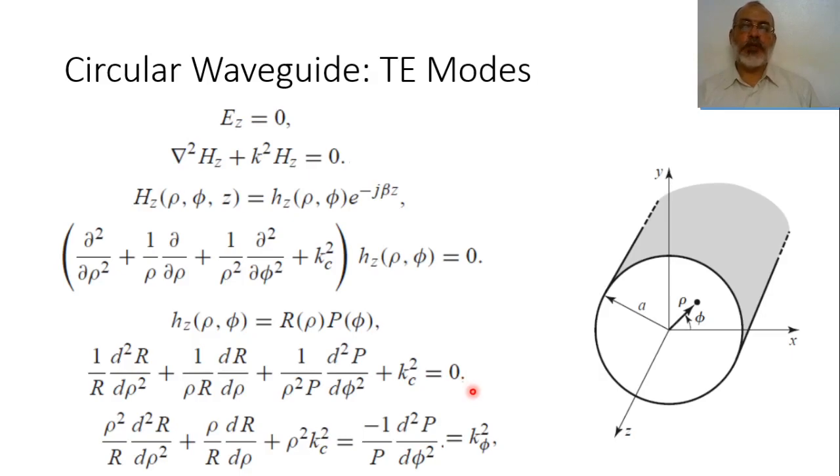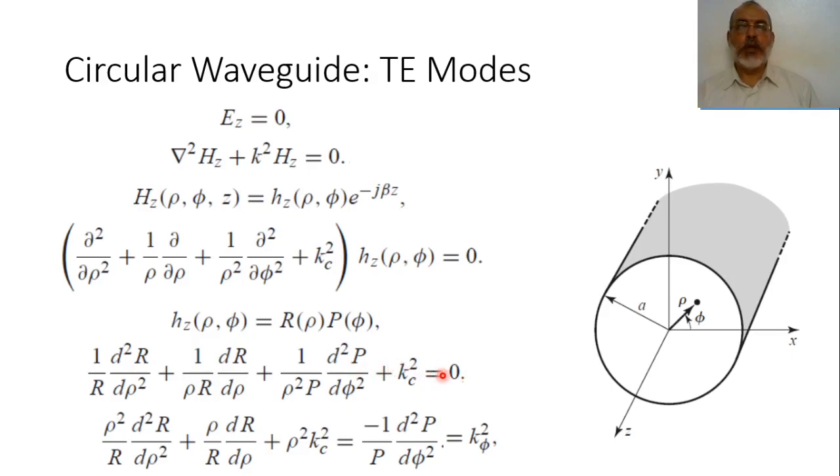As we said in the case of the rectangular waveguide, we can note that this part is a function of rho only, while this part is a function of phi only, and this is constant. And to make these parts together equal 0 for any rho and any phi, this value should be a constant value, this value should be another constant value, and this constant plus this constant plus this constant equals 0.